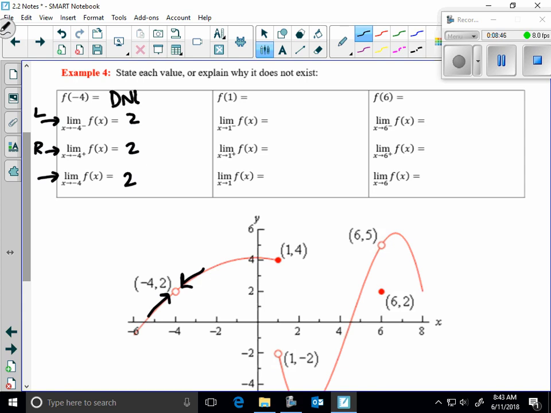There's a hole there. It doesn't have to exist for the limit to exist. The two-sided limits just have to agree. The two one-sided limits have to agree. So let's approach 1 from the left and from the right and see if they agree.